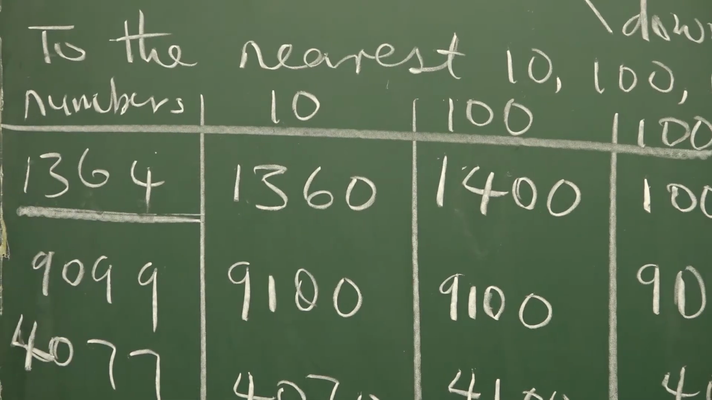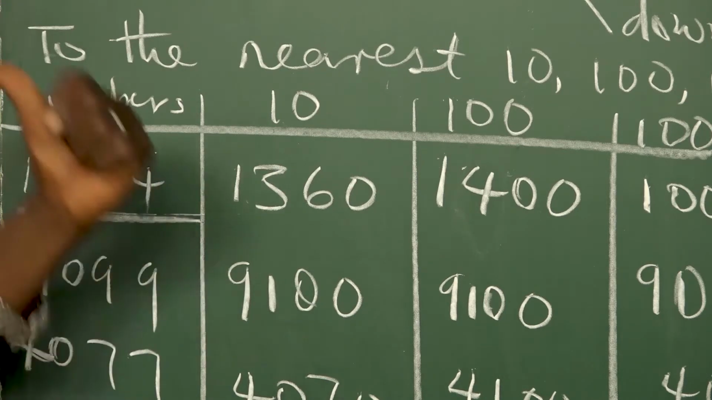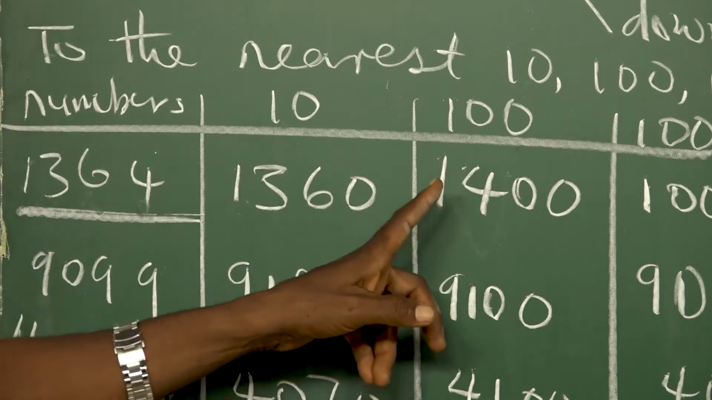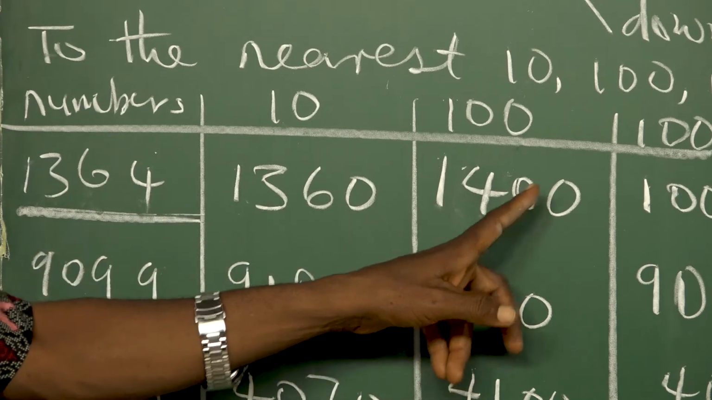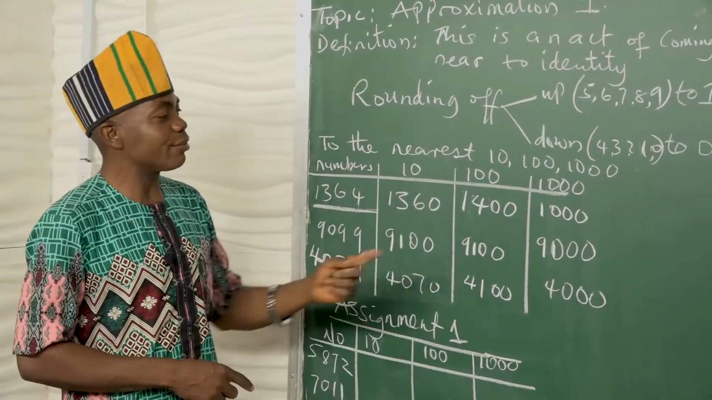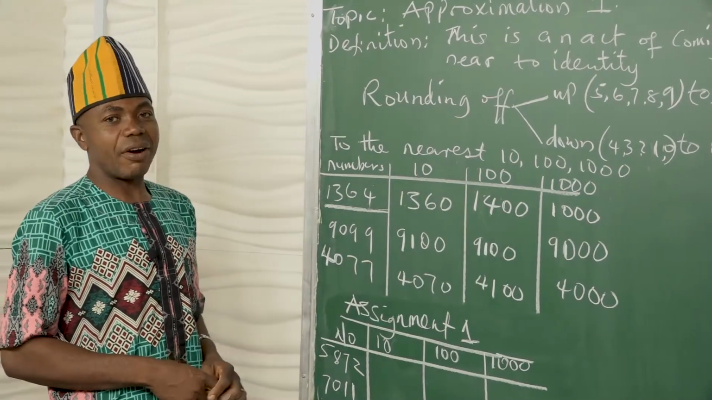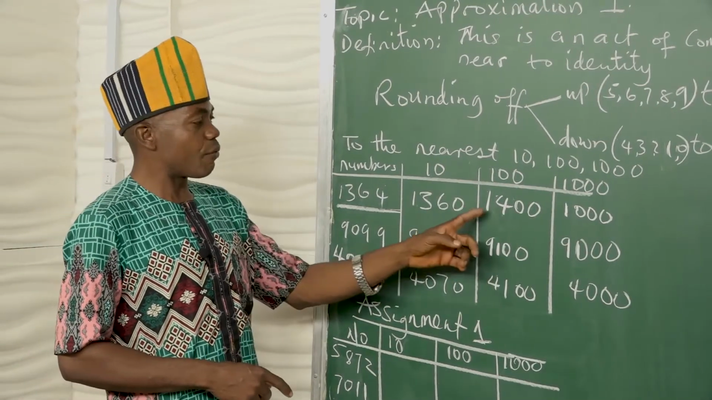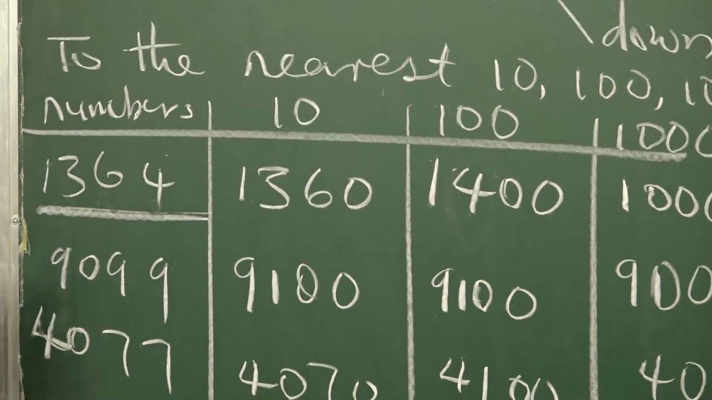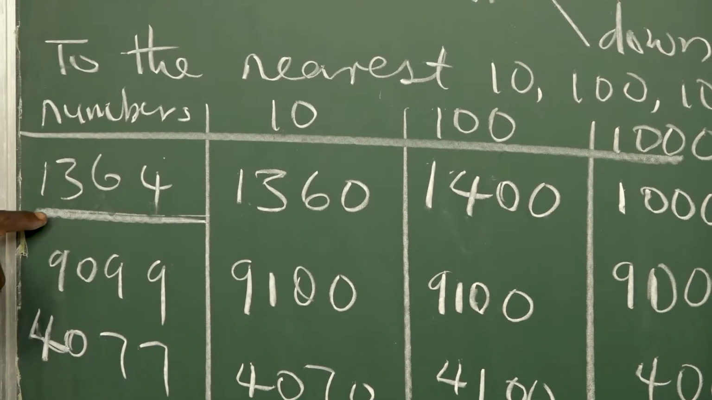And what do you do with the 1? When you round up a number to 1, you add it to the next digit after you're counting, and that is 3. 1 plus 3 will give us 4. And that's why the answer here is 1,400. Our target, remember, is to make out two zeros under the round of 100. And that's why we have 1,400. And then the last one, which is the nearest 1,000. We'll go back again to the number.